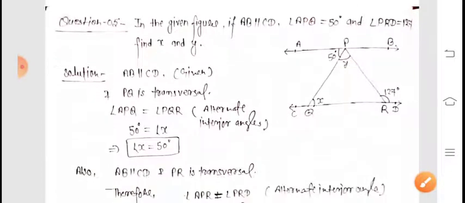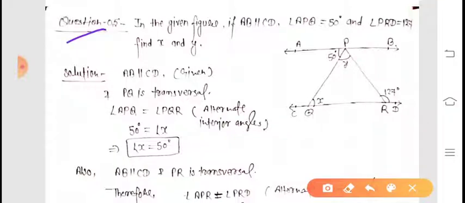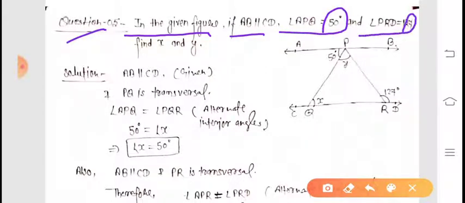Now your question number 5. In the given figure, if AB parallel to CD and angle APQ equal to 50 degrees and angle PRD equal to 127 degrees, then find x and y. We have given this figure. This is 50 degrees and this is 127 degrees. We have to find out the values of angle x and angle y.